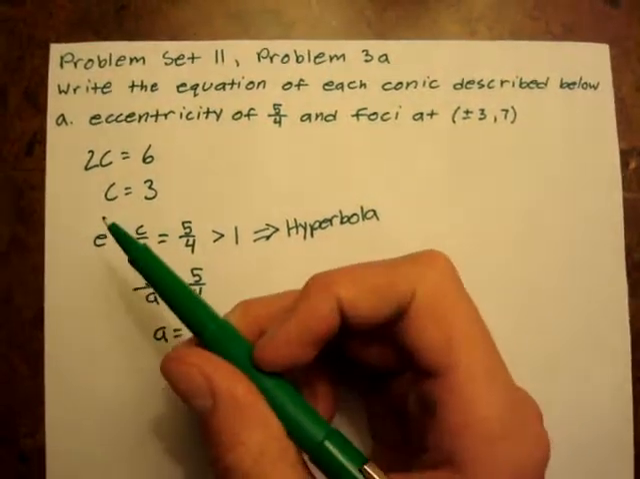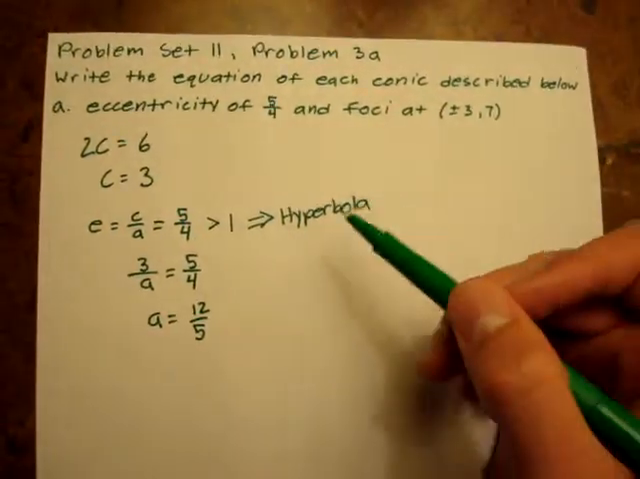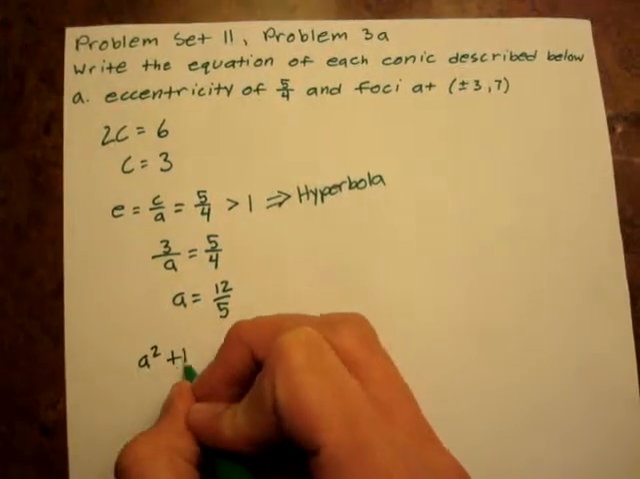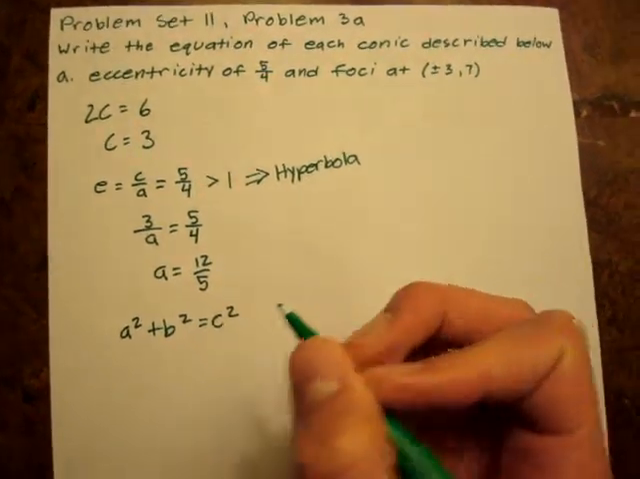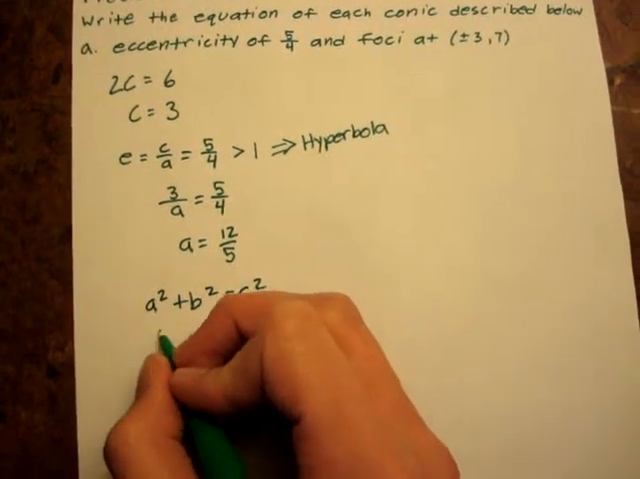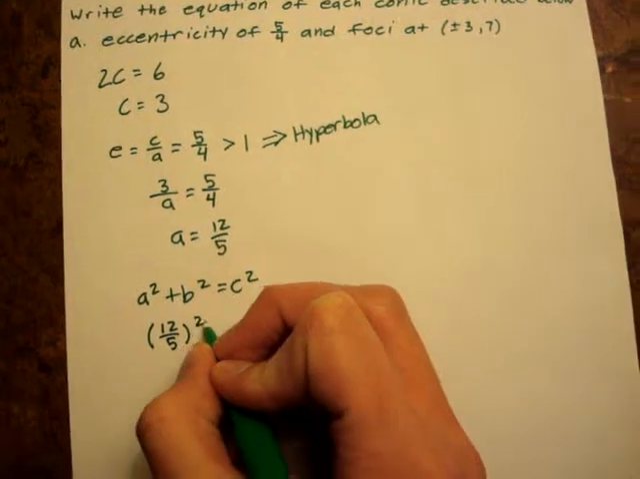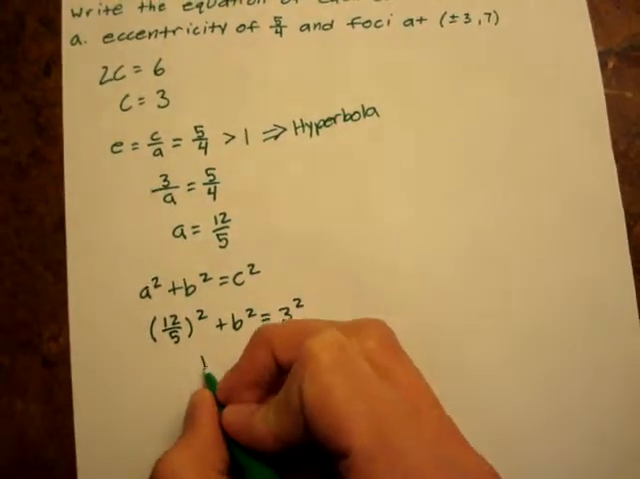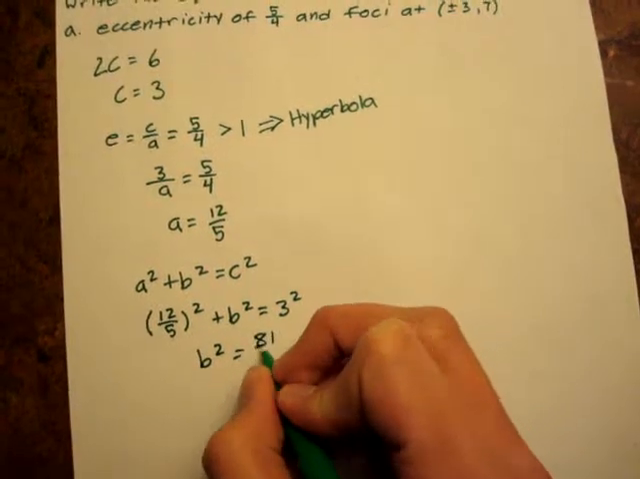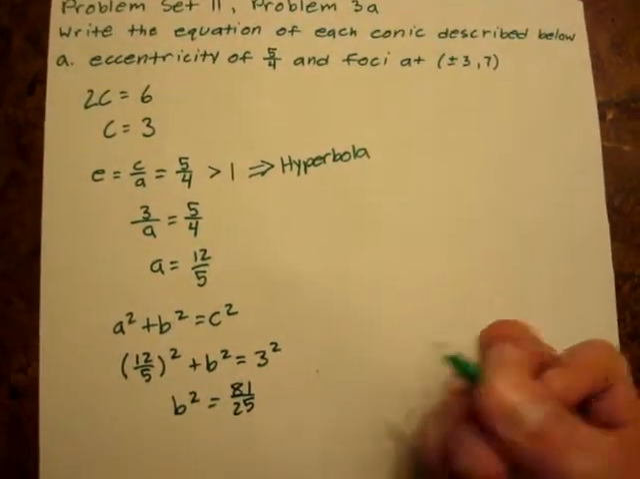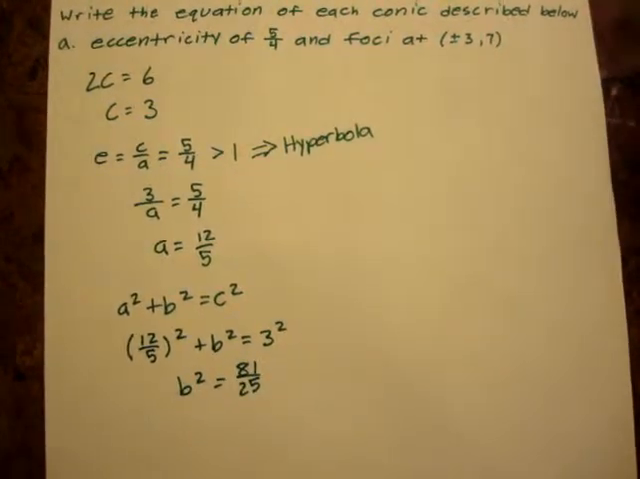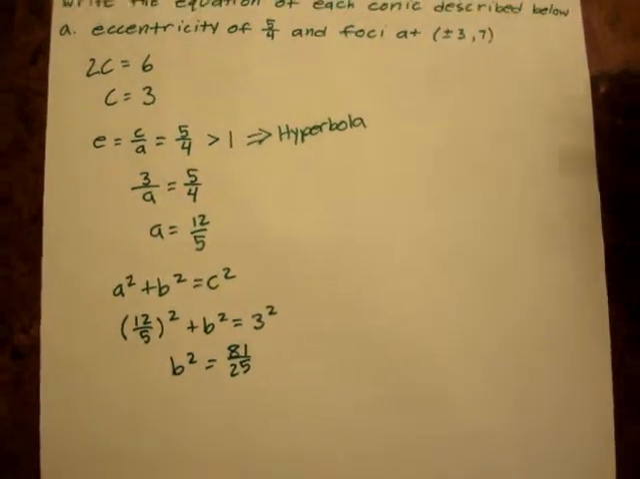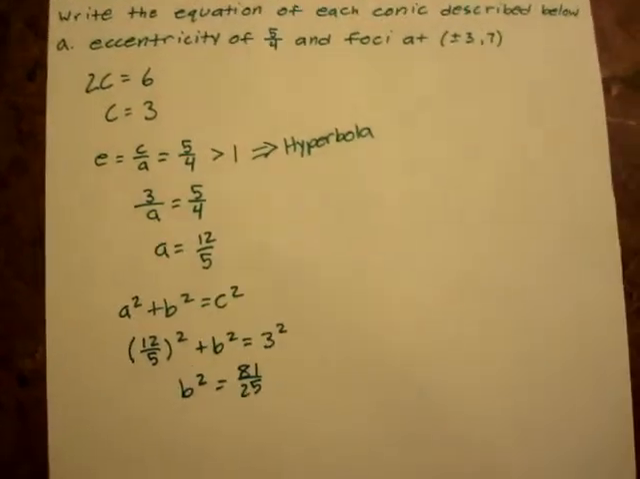But back down here, we've got a, we've got c, and we know that the relationship of a, b, and c in a hyperbola is a squared plus b squared equals c squared. And if we just plug those numbers in, we get a value for b squared, which is what we're really going for, of 81 over 25. Now that we know a, b, and c, we can start outlining the general equation for this conic.